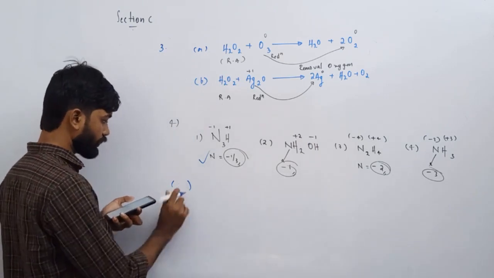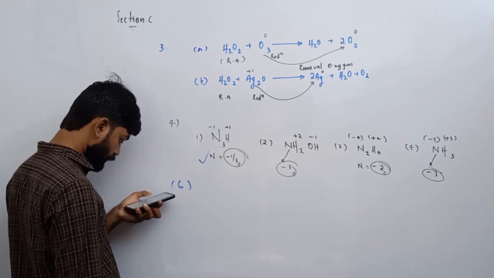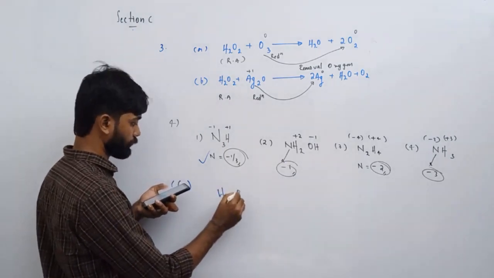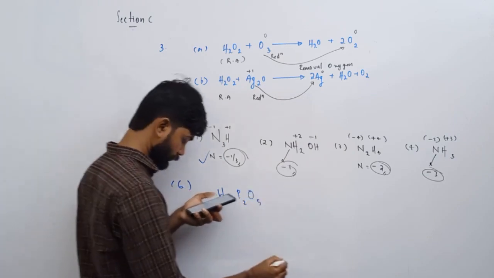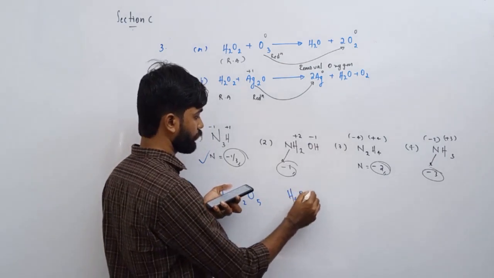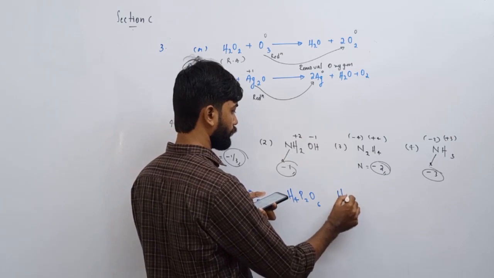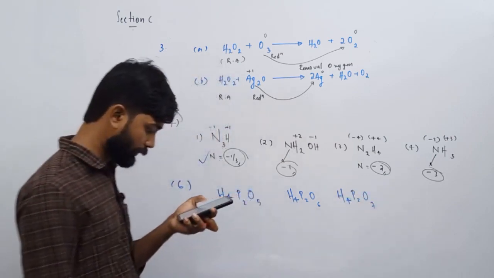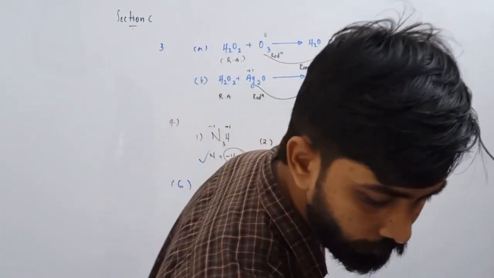Okay. Question number 6. Check the question number 6. Question number 6 is the oxidation states of phosphorus in H4P2O5, H4P2O6, H4P2O7 in the respective order. Okay. Fine. Listen.